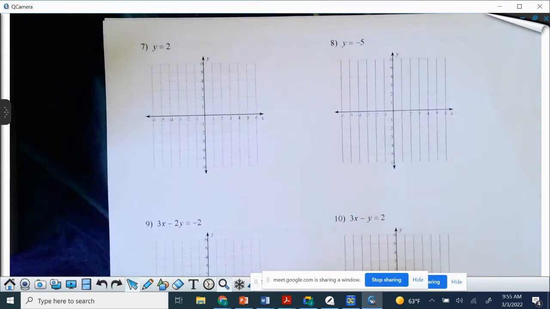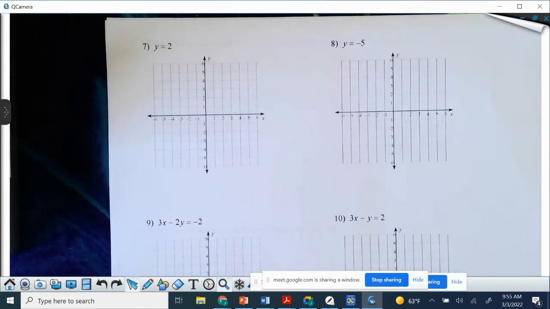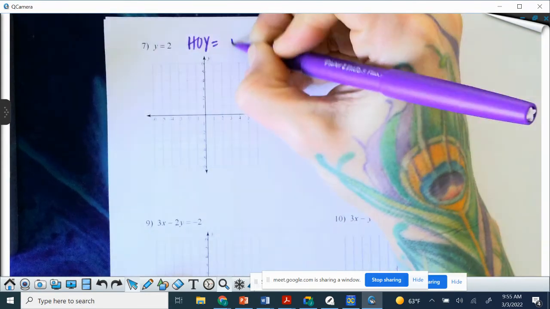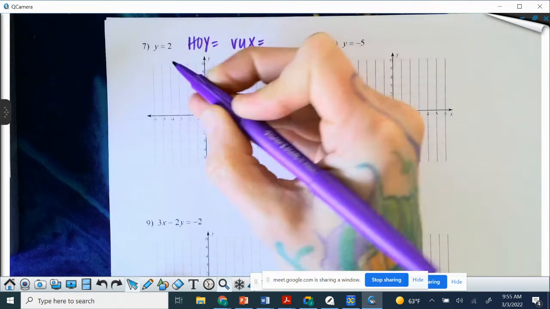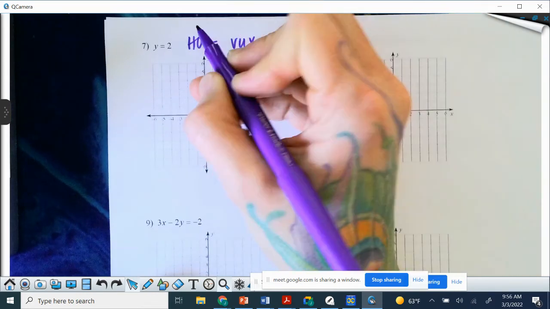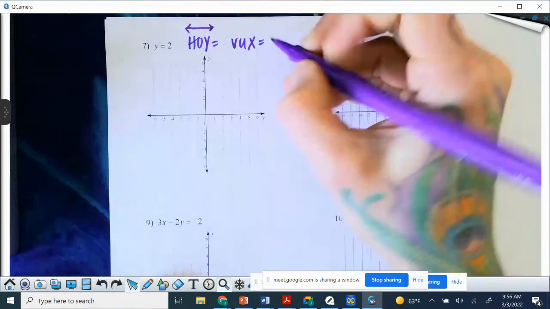Now, some more graphing of lines. So y = 2. Again, this is our Hoy Bucks situation. So it is a y equals, so we know it's a horizontal line with 0 slope. And horizontal, remember, is going this way. Vertical is going this way.